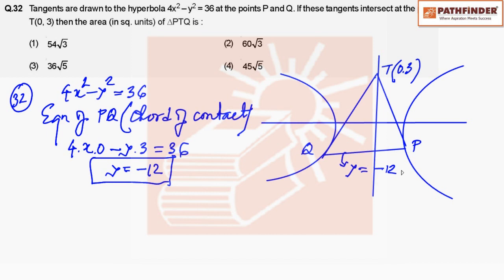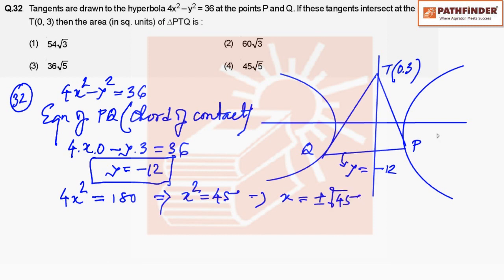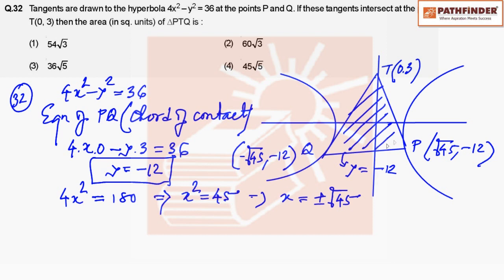Now putting y equal to minus 12, we get 4x square equal to 180, which implies x square equal to 45, which implies x equal to plus minus root 45. So this point is (root 45, minus 12) and this point is (minus root 45, minus 12). Now we have to find out the area of this triangle.